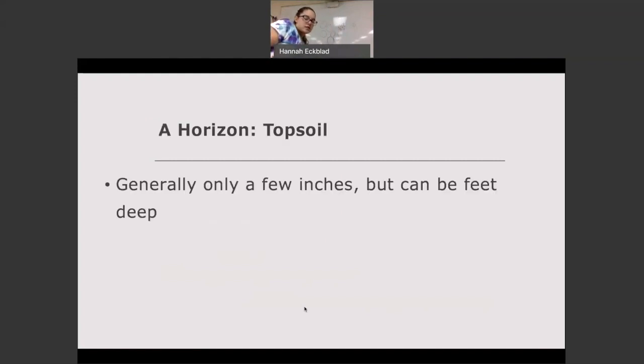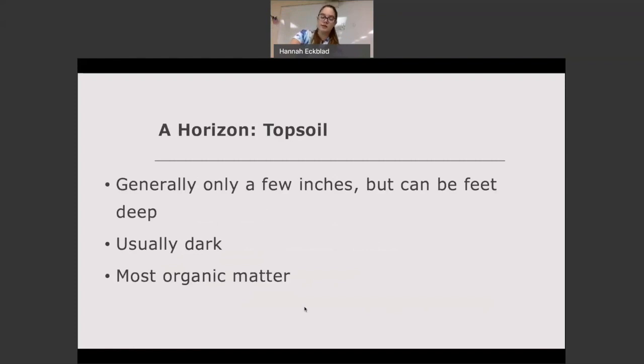So the A horizon, the topsoil, it's generally only a few inches deep, but it can be feet. It's usually dark, and it's mostly organic matter. Now, this horizon will be varying depths depending on where you are. And by that, I don't mean northern Minnesota is always 2 inches deep, but in southern Minnesota, it's always 6 inches deep. And in Florida, it's always 8 inches deep.